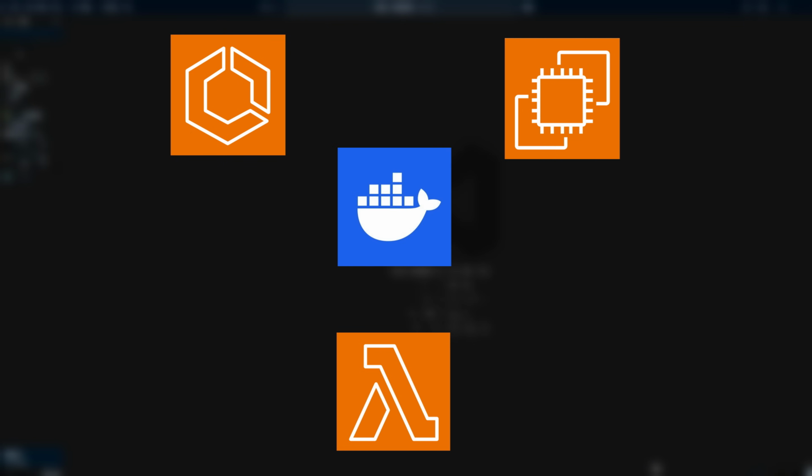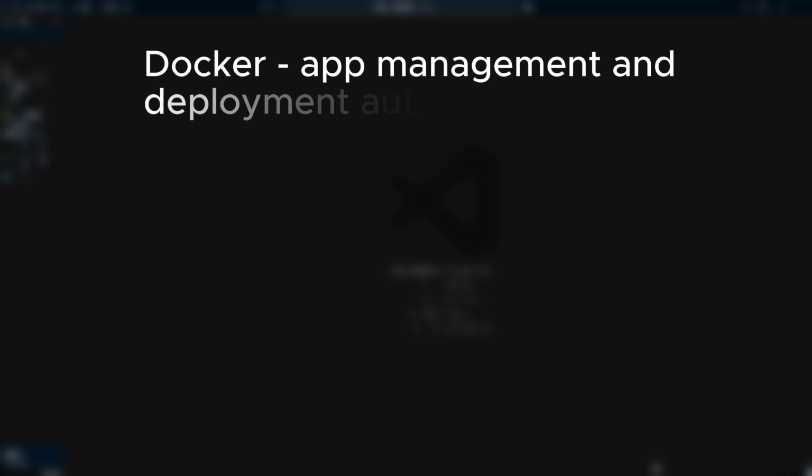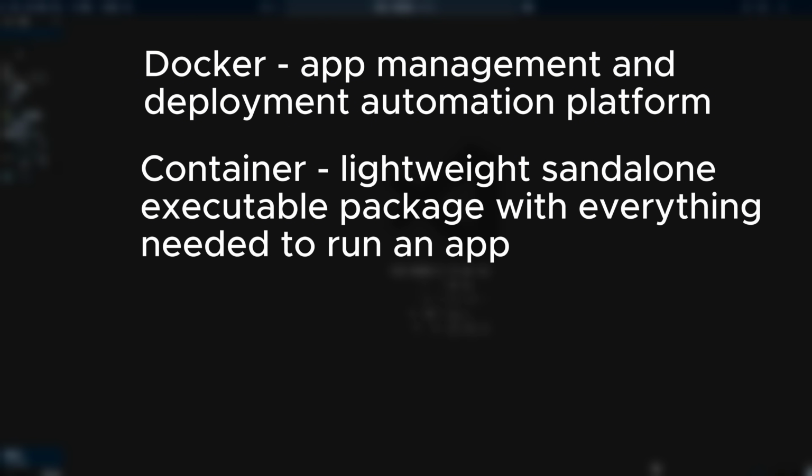Let's take a look at how we can Dockerize the Node.js Express Task Manager API that we have been building. So, what is Docker? Docker is an open source platform that enables developers to automate the deployment, scaling, and management of applications using containerization. A container is a lightweight, standalone, and executable package that includes everything needed to run a piece of software: code, runtime, libraries, and dependencies, so it works reliably across different computing environments.